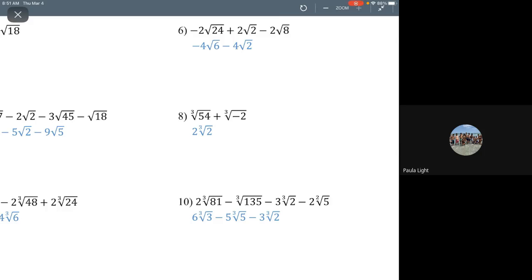How do we break down 54? 9 and 6. Is 9 a perfect square? Yes, so it comes out. Oh, we're doing cubes. Okay, so are there any perfect cubes that go into 54? Yeah, 27. 27 times 2. Okay, good. 27 and 2.